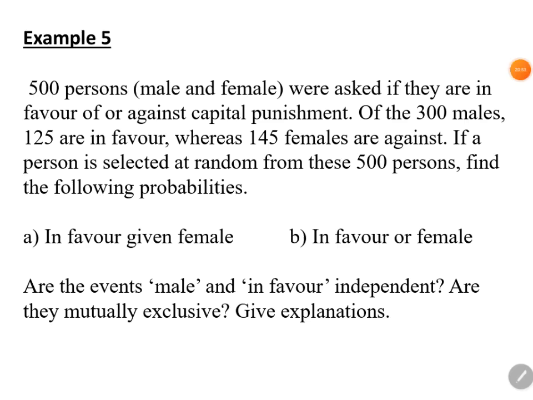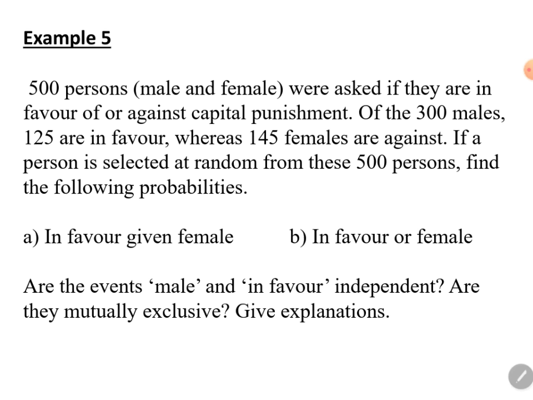Example. 500 persons, male and female, were asked if they are in favor of or against capital punishment. Of the 300 males, 125 are in favor, whereas 145 females are against. If a person is selected at random from these 500, find the following probabilities: in favor, given female; in favor or female. And then, are the events male and in favor independent? Are they mutually exclusive? Give explanation.